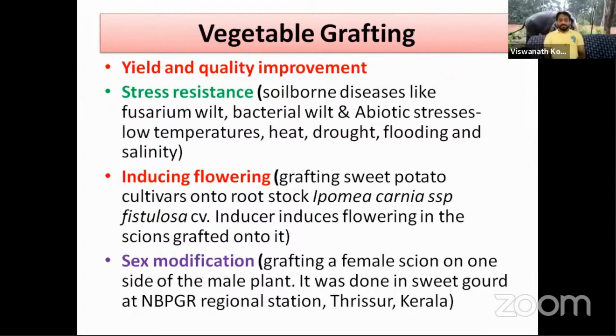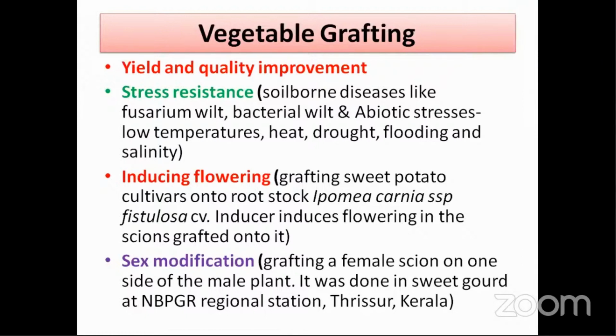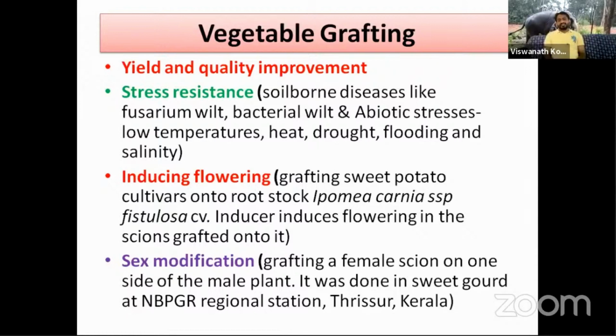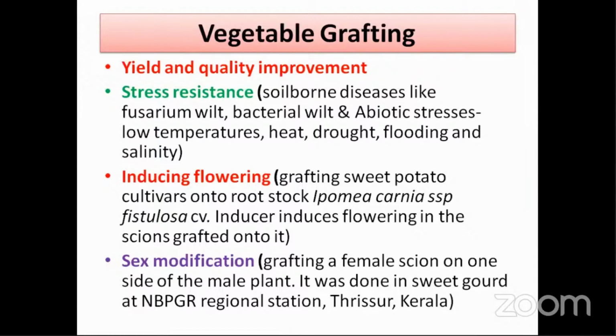During grafting, you can improve the yield and quality. Quality means improving the nutrient contents, protein content, and vitamin content. So the rootstock effect is there on the scion in increasing the yield and quality. We will see the examples.